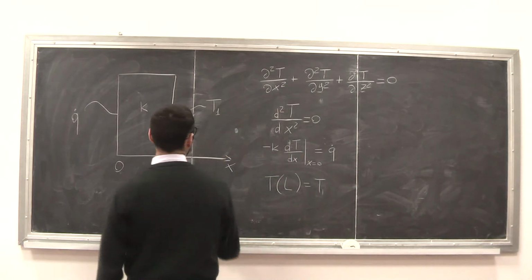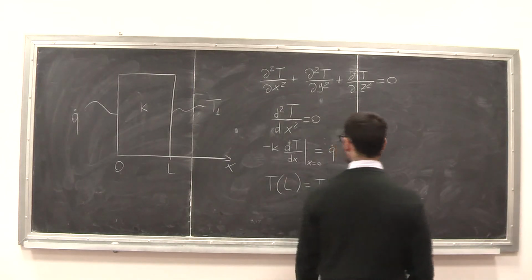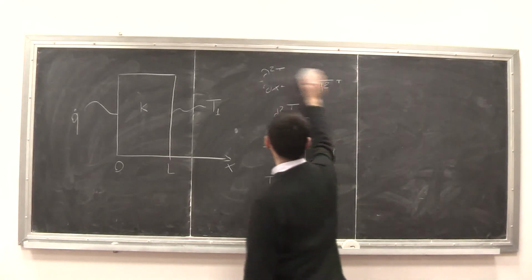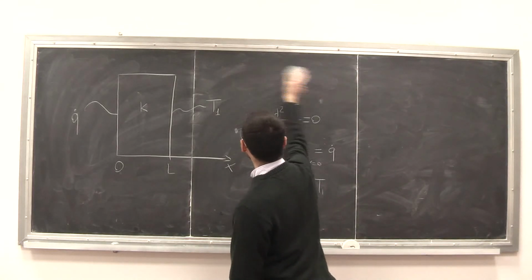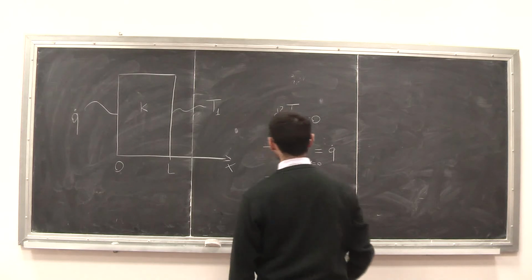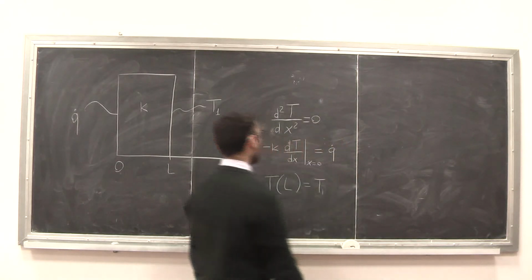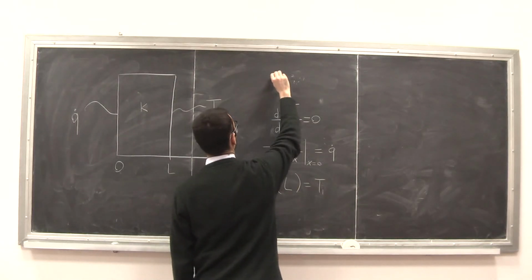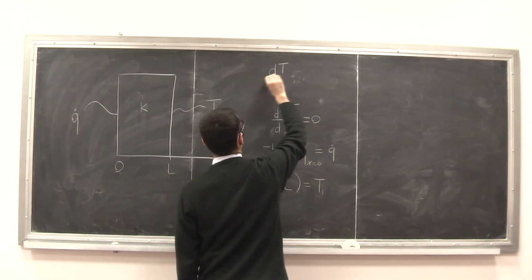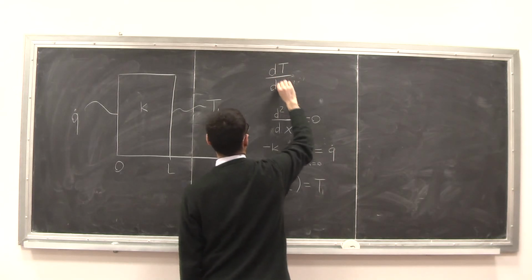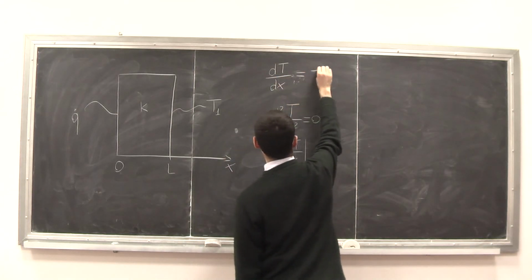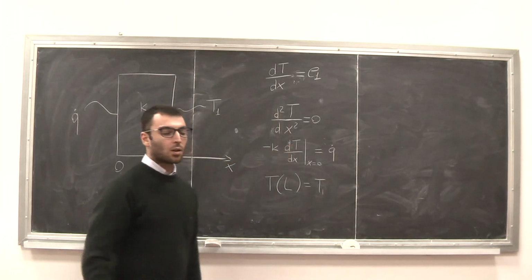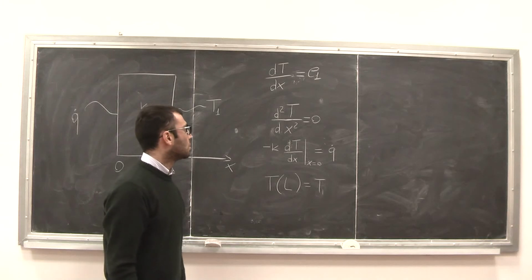In order to do it, we need to integrate this equation twice, because it is an equation of the second order. So, if we integrate this equation once, we get derivative of temperature with respect to x equal to C1, where C1 is a constant of integration.